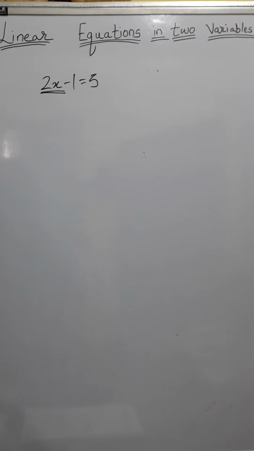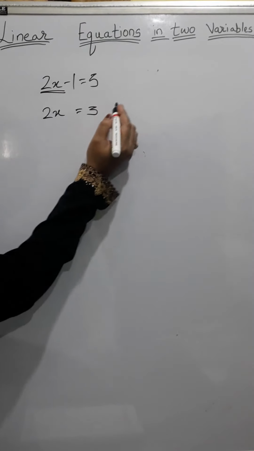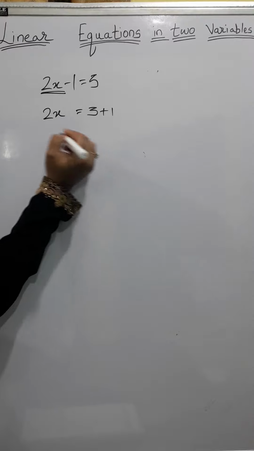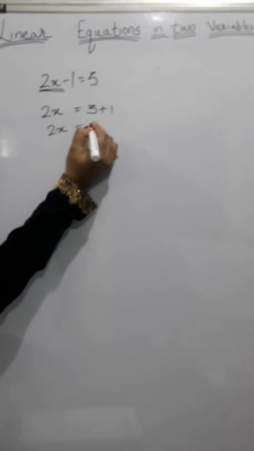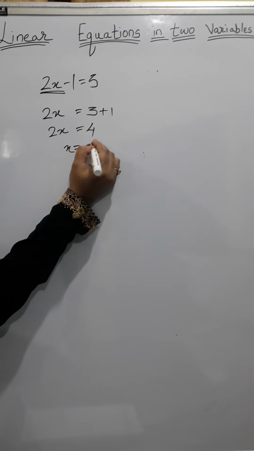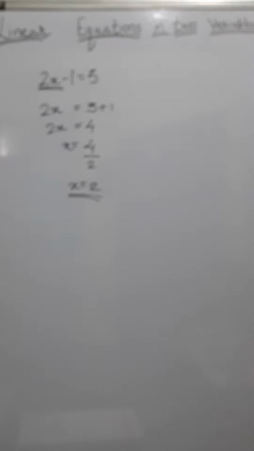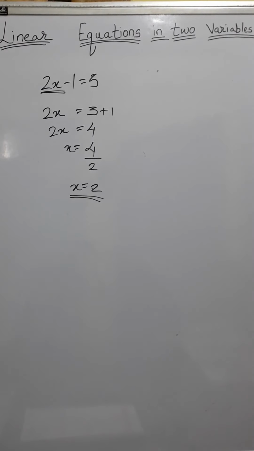In those classes you solved this equation this way: 2x is equal to 3, and the negative 1 goes to the other side and becomes positive. So 2x is equal to 4, x is equal to 4 by 2. Here you got the value of x, that is your variable, one variable.